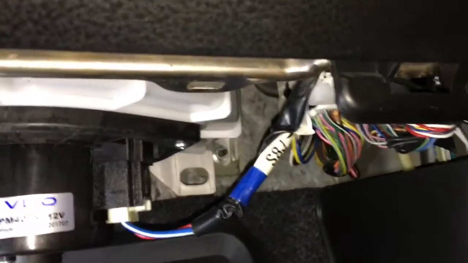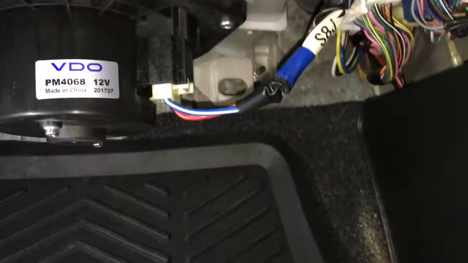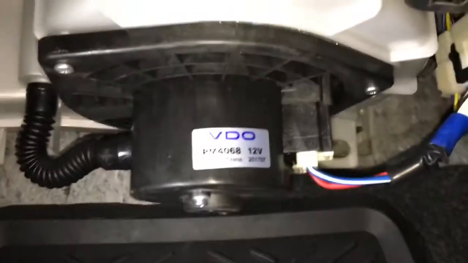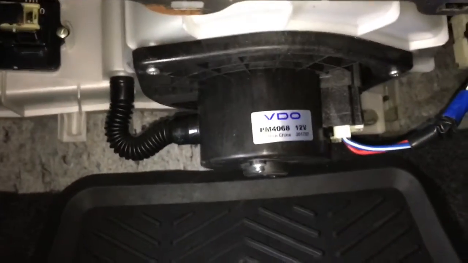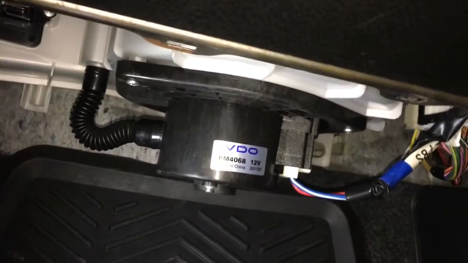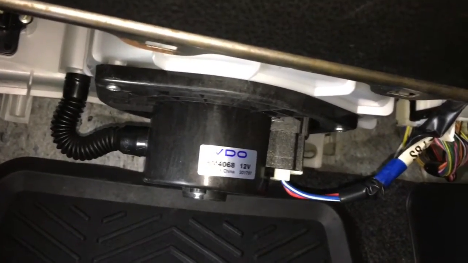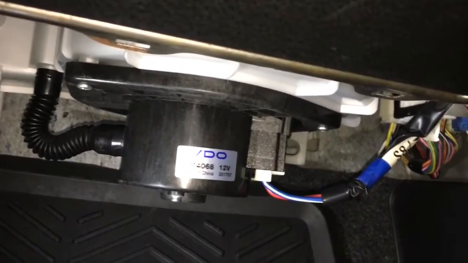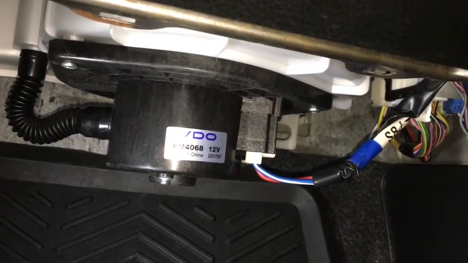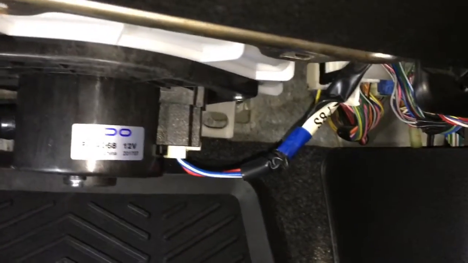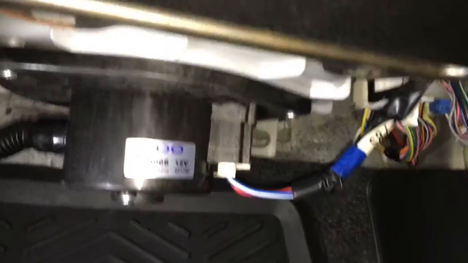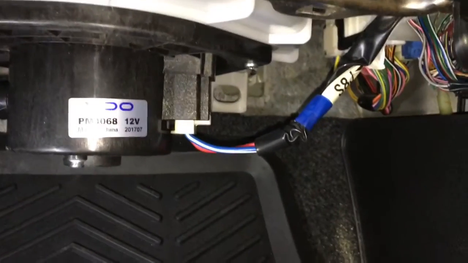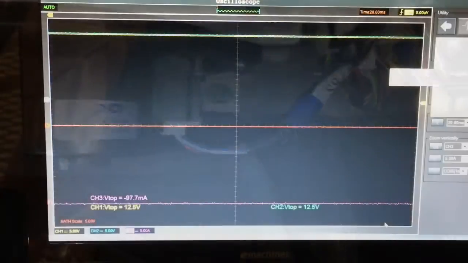And I'll let you hear it. Not bad, not dead silent, but a lot quieter than the other one. So there you go. We'll see what kind of current this thing actually pulls. The system is off, so here we go.